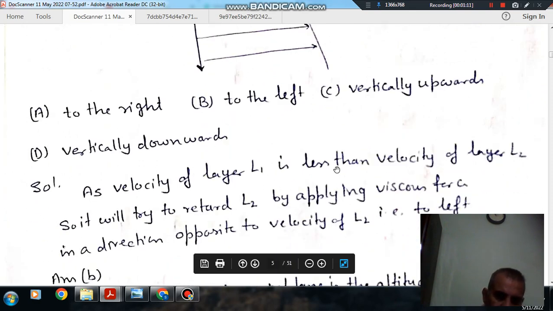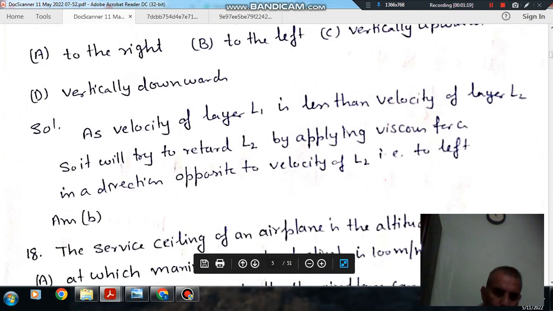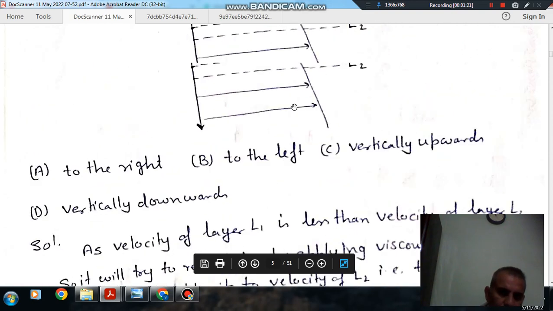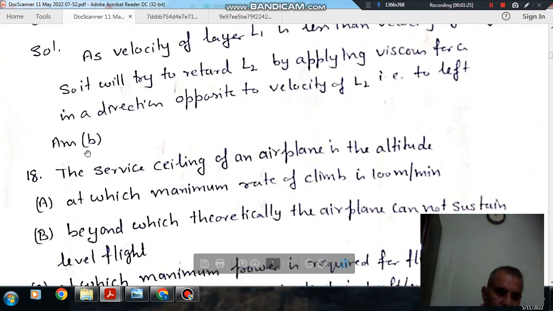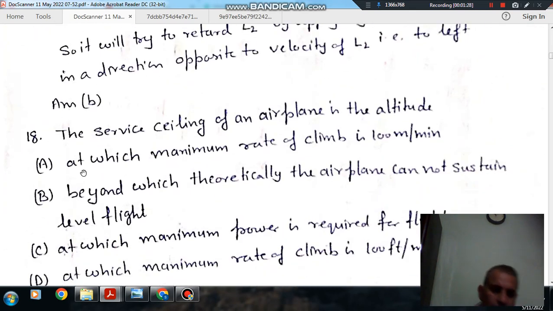As the velocity of layer L1 is less than the velocity of layer L2, it will try to retard L2 by applying viscous force in the direction opposite to the velocity of L2, that is to the left, as the velocity is in this direction. Next. Answer is D. Question number 18.